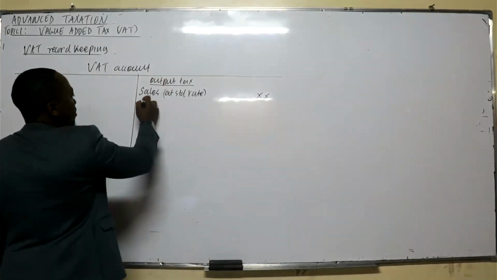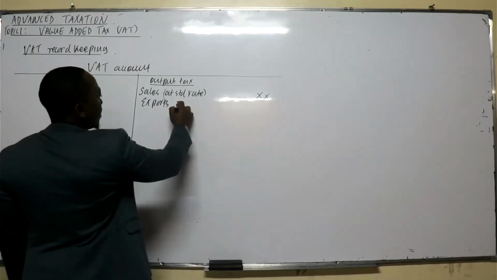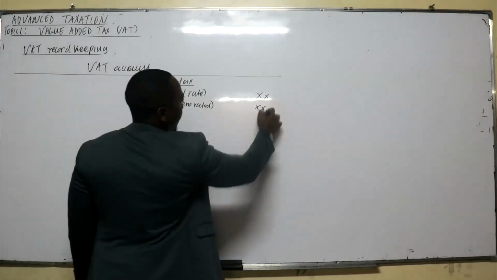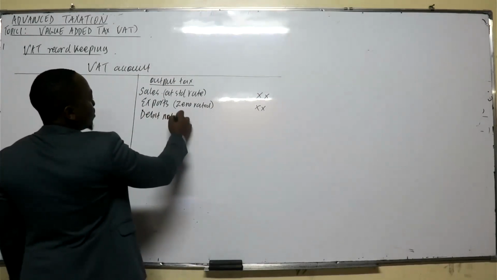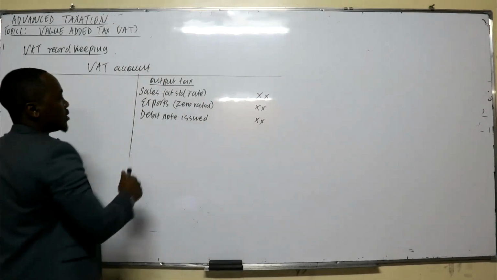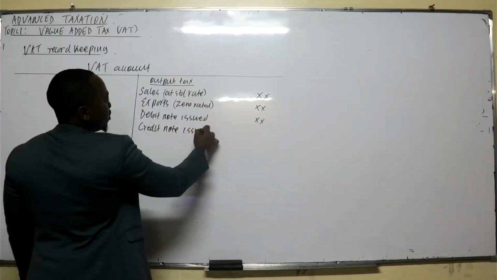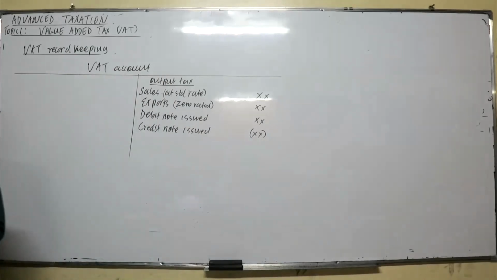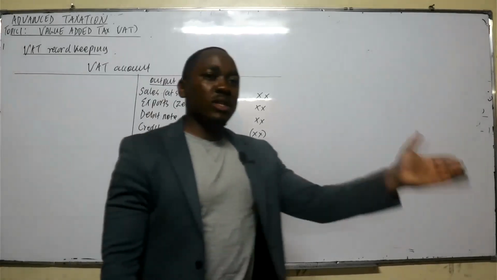Also, we have the exports. We see that exports are zero rated. Also, we have debit notes issued. But in case of credit notes, you have the credit note issued, and for the credit note, you deduct. Now, what gives rise to a credit note? Let's move from tax to accounting.